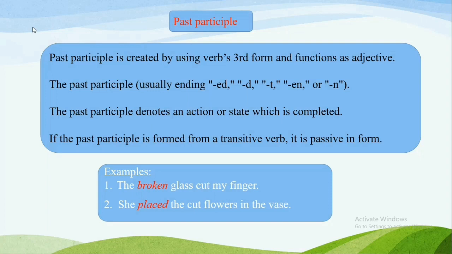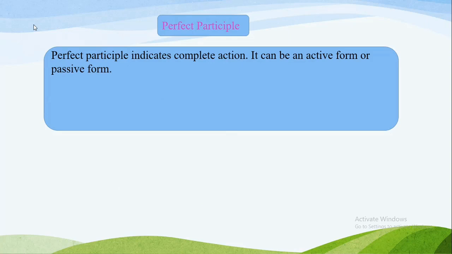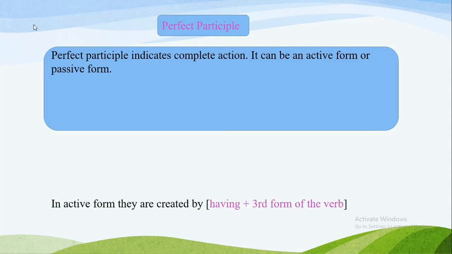The past participle cut modifies the noun flowers. Now let's look into perfect participle. Perfect participle indicates complete action. It can be an active form or passive form.